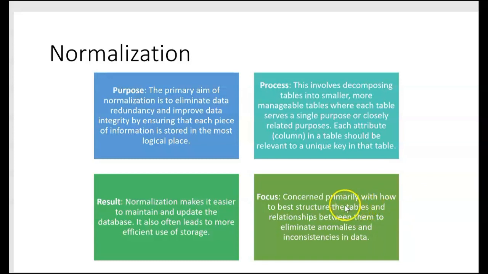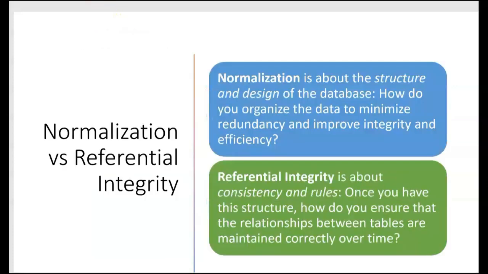So normalization is concerned primarily with how to best structure the tables and relationships between them to eliminate anomalies and inconsistencies in the data. So the difference between normalization and referential integrity: normalization is about the structure and design of the database. How do you organize the data to minimize redundancy and improve integrity and efficiency? That's normalization. Referential integrity is about consistency and rules. Once you have this structure, how do you ensure that the relationships between tables are maintained correctly over time?